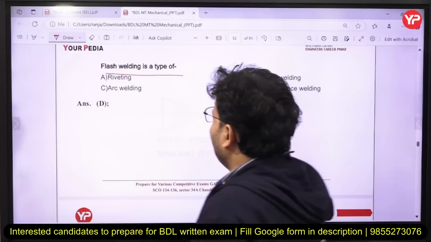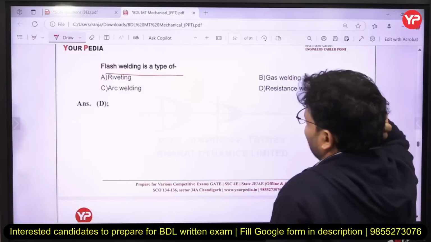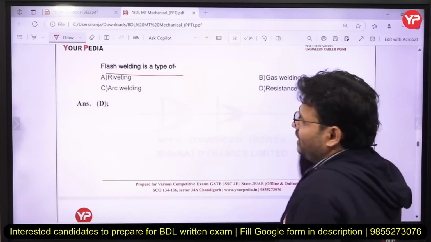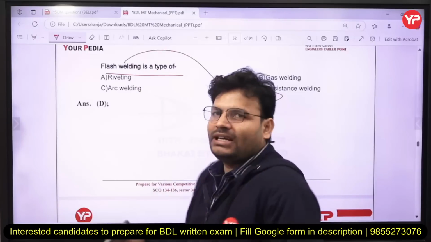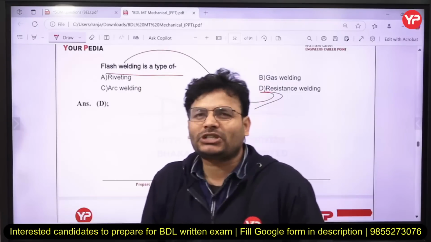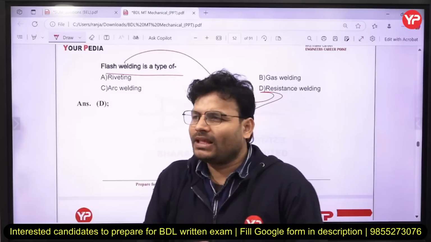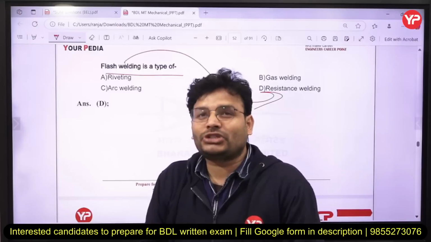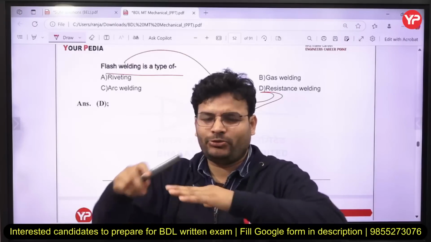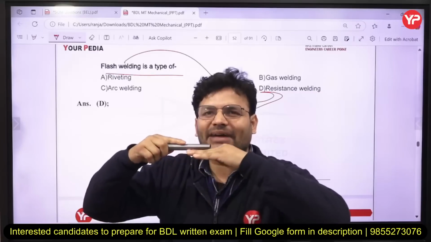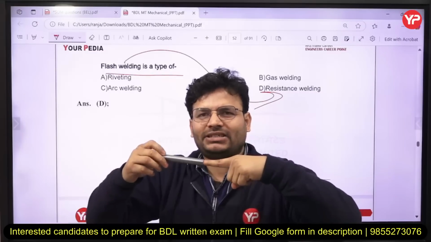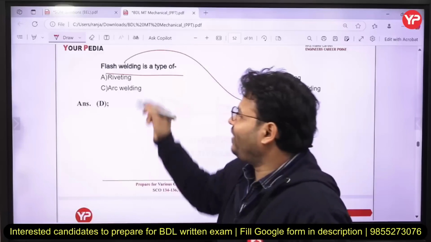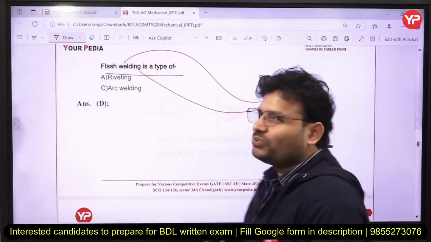Next, welding. Flash welding is a type of what: riveting, gas welding, arc welding, or resistance welding? My dear friends, flash welding is a type of resistance welding. Basically, resistance welding includes projection welding and seam welding. All of these are welded by resistance when a lap joint configuration is there. But if there is a butt joint configuration, then I am going to use flash resistance welding.